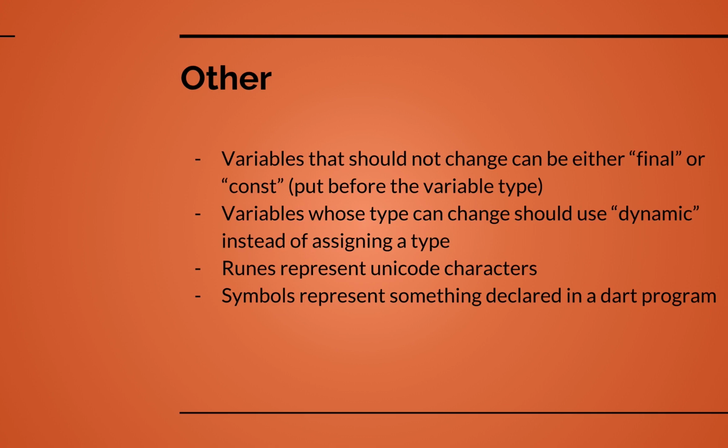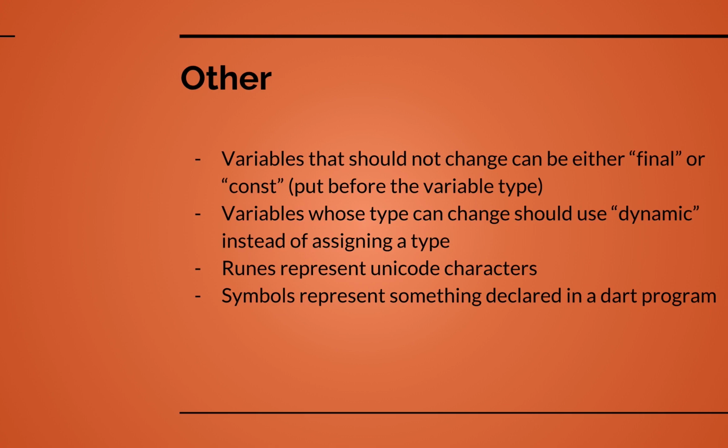Variables whose type should change, or rather can change, should use the dynamic keyword instead of assigning a type. So let's say I want to be able to change the type of my variable name. Perhaps age would be a bit more appropriate.